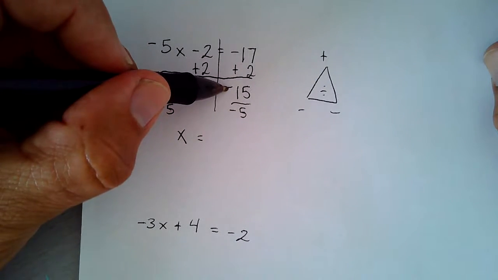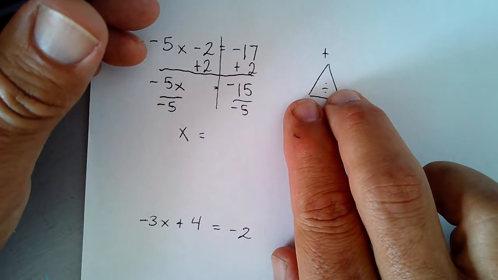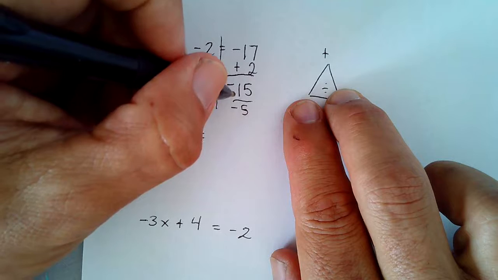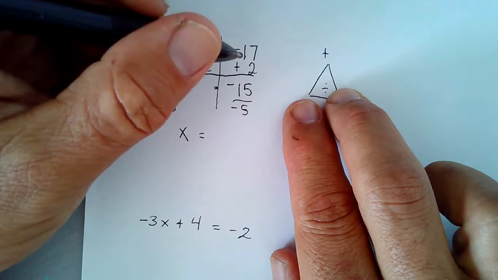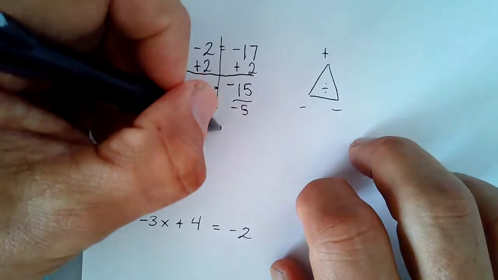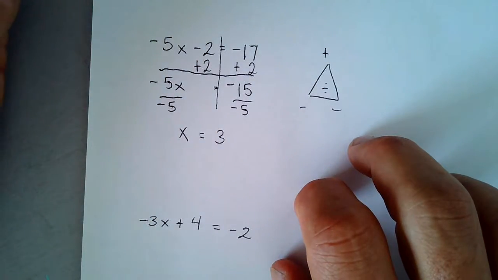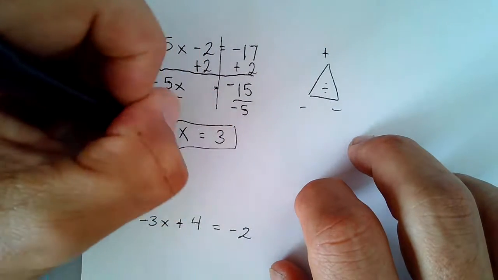Okay, we will remember the Zerrer triangle, and this is division. So negative divided by negative, okay, negative divided by negative is positive. So this is going to be a positive. I won't write the positive. And then 15 divided by 5 is 3. X is 3. That is the solution.